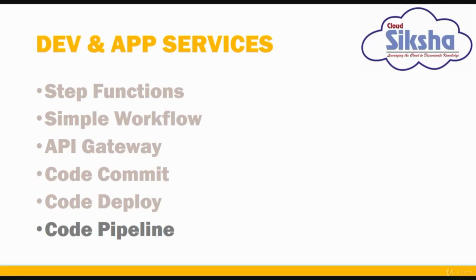So what happens is that you can now rapidly and reliably deliver features and updates. So you can build an end-to-end solution by using the plugins that are given by Code Pipeline. The plugins are available for popular third-party services like GitHub integration or Jenkins integrations and so on.